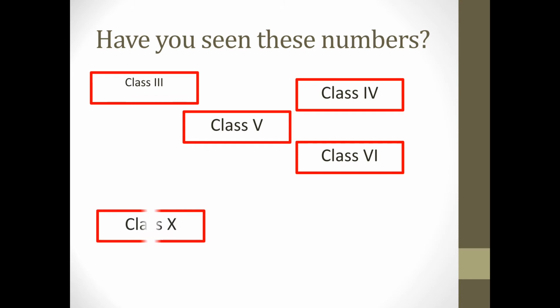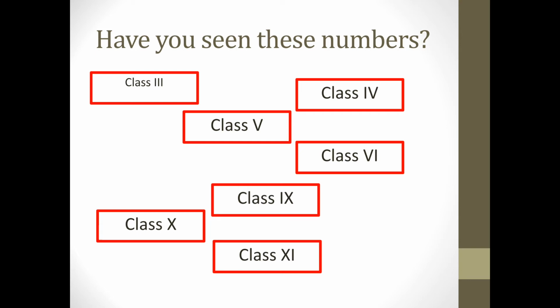Now look at this number. What class is this? This is class 10. In the same way as we did for class 5, 4 and 6, we'll do with 10, 9 and 11. So the top class in this set is 1 less than 10 and the bottom one is 1 more than 10. Is that clear or should I revise? So we are in class 3 and then we have class 5. 1 less than class 5 is IV and 1 more than class 5 is 6, which is VI. In the same way we have X for class 10, IX for class 9 and XI for class 11.